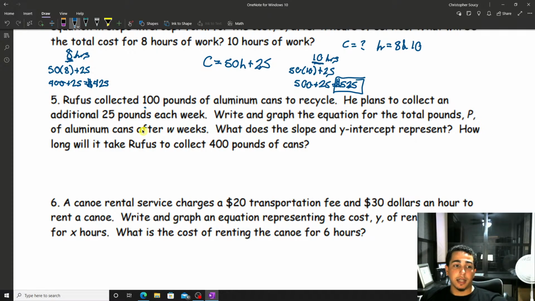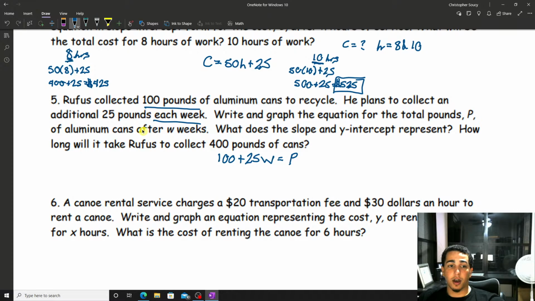So we have first that he collected 100 pounds of aluminum cans. So that's going to be our y-intercept, or the number with no variable. He plans to collect an additional 25 pounds each week. This each week part tells us that we have a rate. We have 25 pounds each week. So we're going to add this to 25 times the number of weeks. And this is going to equal the total number of pounds he has collected, which is P.